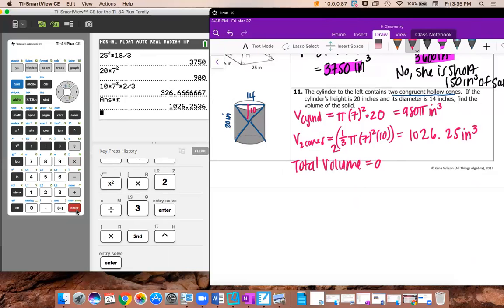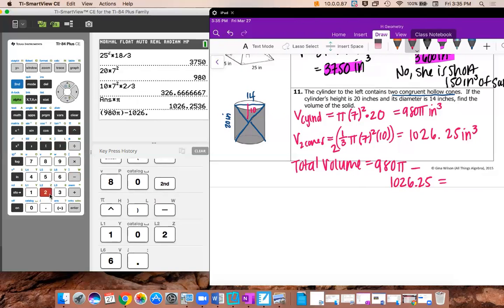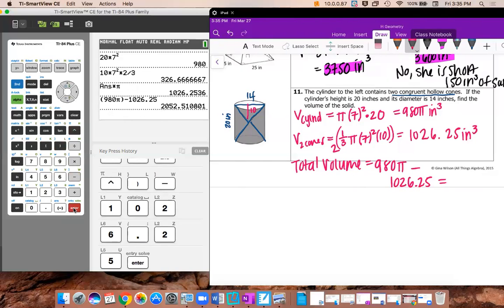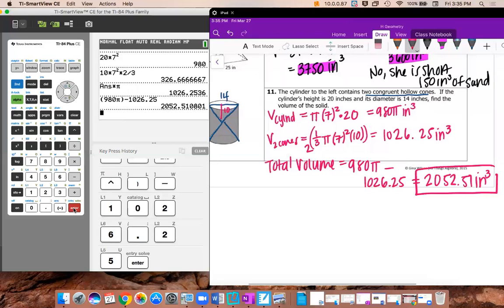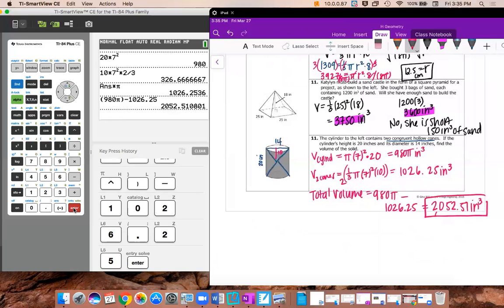And then to get our total volume, we're just going to take the cylinder, which is 980 pi, and subtract out this 1026.25, and that should give us our total volume. So I'm going to put parentheses, 980 pi, close them, and then subtract out this 1026.25. So then once we do that, our total volume left over is 2052.51 inches cubed. So when we subtract out those cones, our final answer is going to be 2052.51.